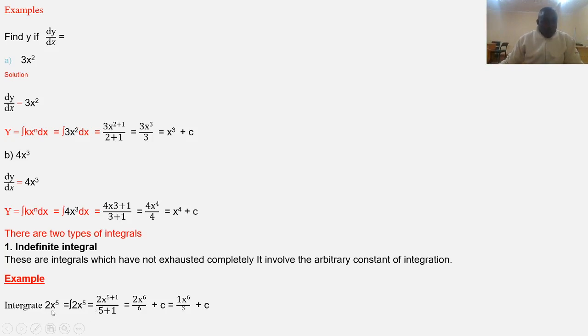For instance, 2x power 5, if I integrate this with respect to x, it will be the integration of 2x power 5 dx, which is equal to 2x power 5 plus 1 over 5 plus 1, which becomes 2x power 6 over 6. This 2 cancels here to be a third, plus c, it will be equal to a third x power 6 plus c.